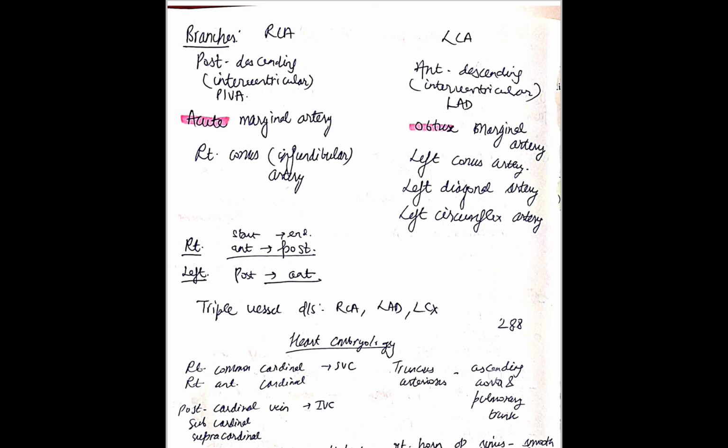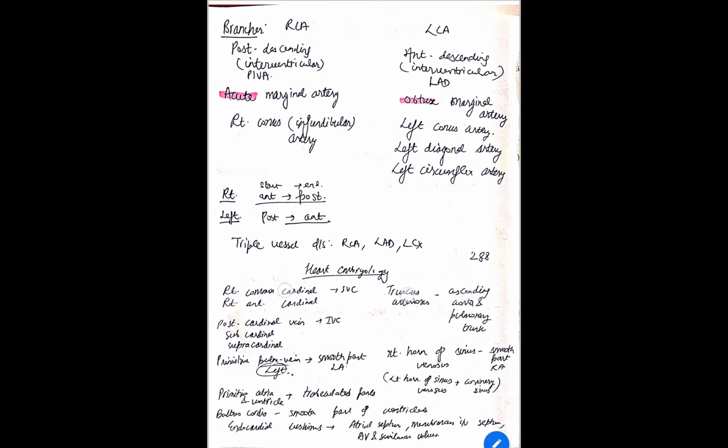Then we have triple vessel disease. What is triple vessel disease? That is involvement of the right coronary, left anterior descending, and left circumflex. Left anterior descending and left circumflex are the main branches of the left coronary. So if both the main branches of the left coronary and the right coronary are involved, that is known as triple vessel disease.